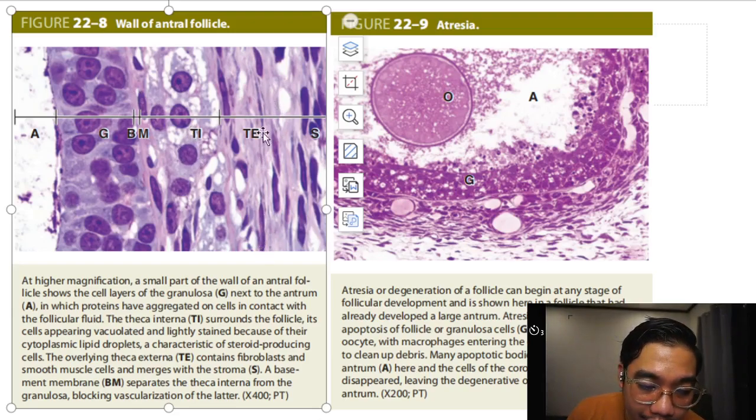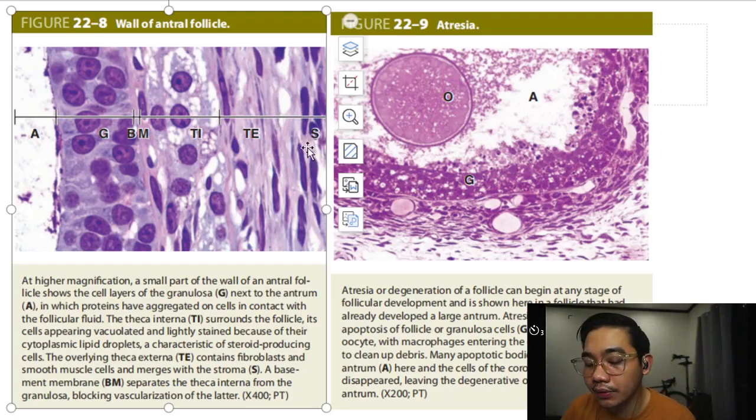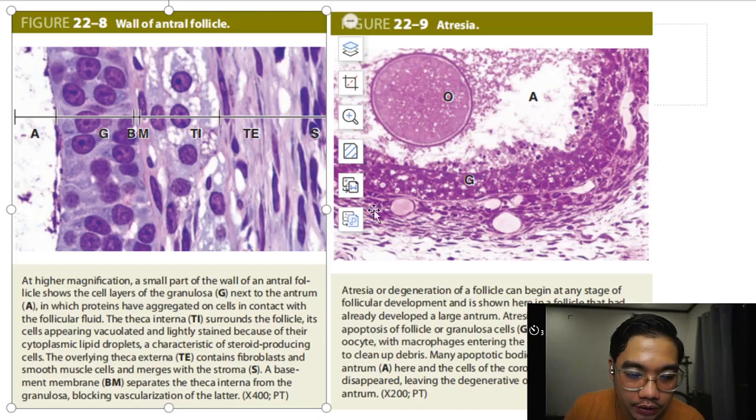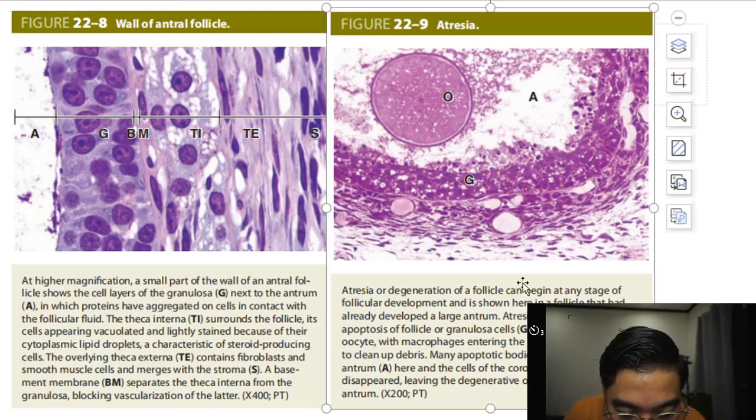While your theca externa is more fibrous, in the sense that its role is more protective. And this is the stroma, meaning just supporting tissue, more of a scaffolding.